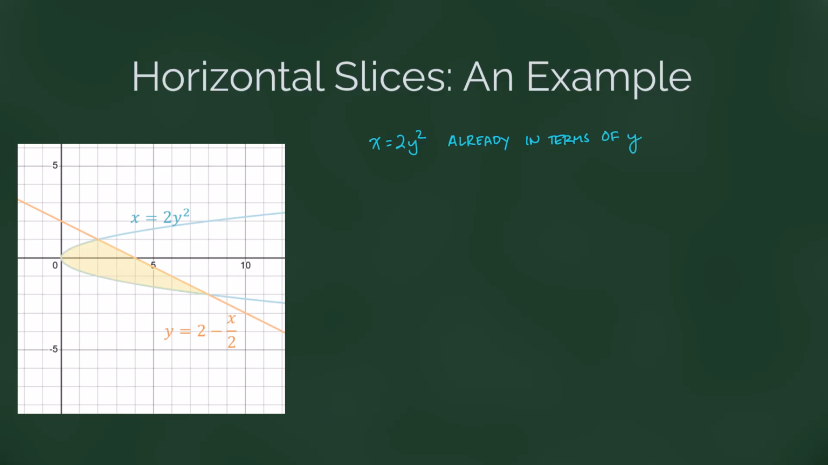However, our other function, y equals 2 minus x over 2, in order to be able to integrate with respect to y, we're going to have to rearrange that and solve it for x. To do that, we'll subtract 2 from both sides, multiply both sides by 2, and then divide everything by -1. This yields the function x equals -2y plus 4, which gives x as a function of y.